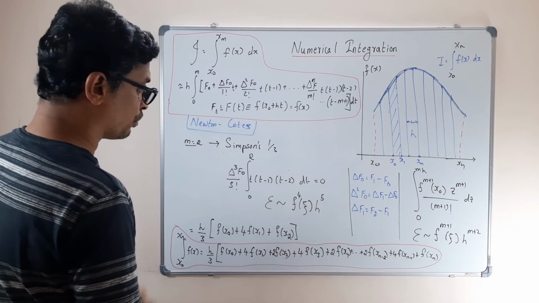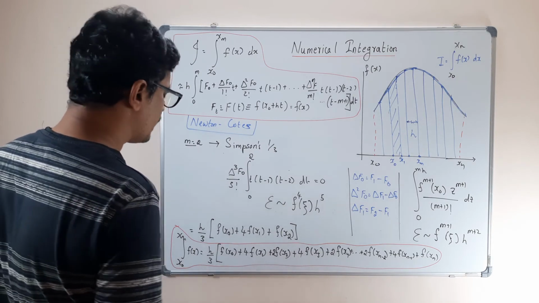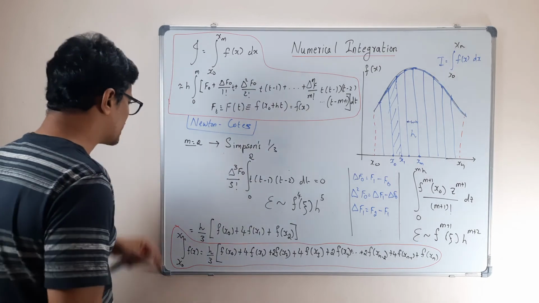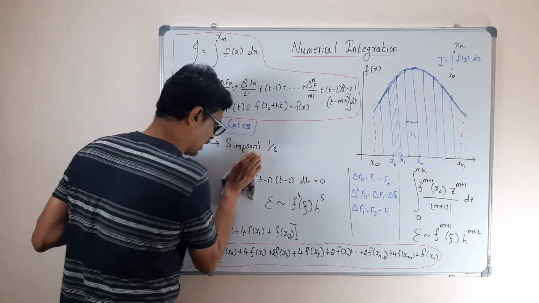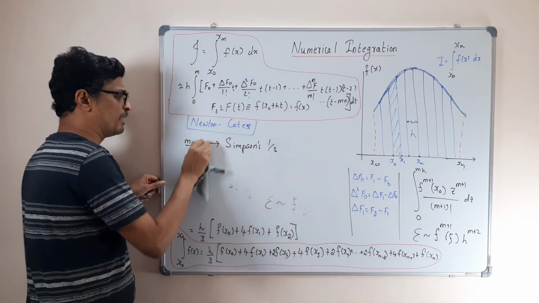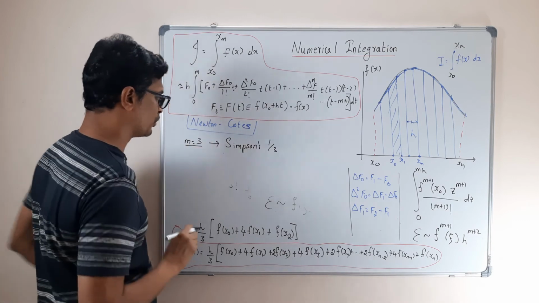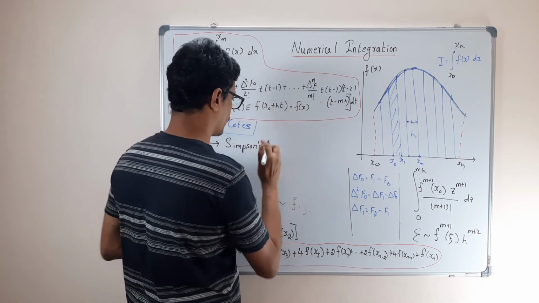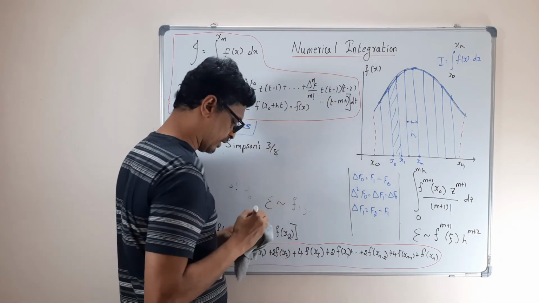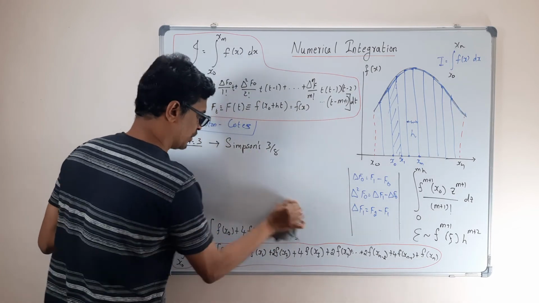Okay, so this is what Simpson's 1/3 is, and then we will go for the last one, which I will do quickly, because the same thing we have to keep repeating. So now let us take m equal to 3. When m equal to 3, the algorithm is called Simpson 3/8. I am not going to do this integration, you can do it the same step.